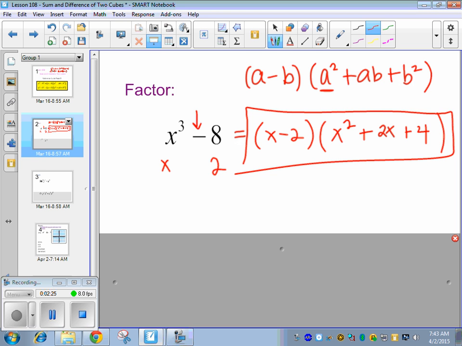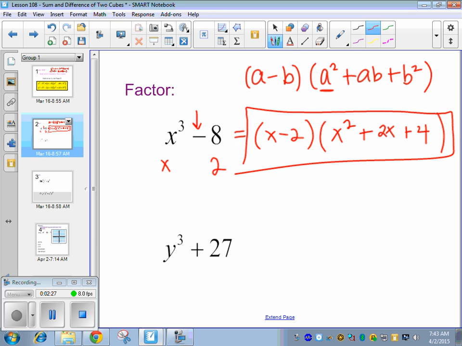Okay? So that was a basic difference of cubes. Now let's do a basic sum of cubes. The formula for the sum of cubes factors like this, with the minus sign in the middle over here instead of here. That's the only difference, just the minus sign.